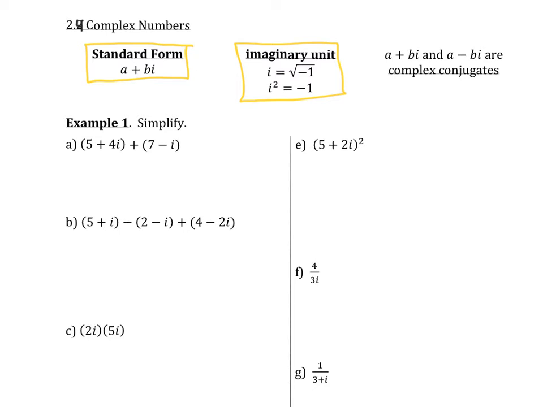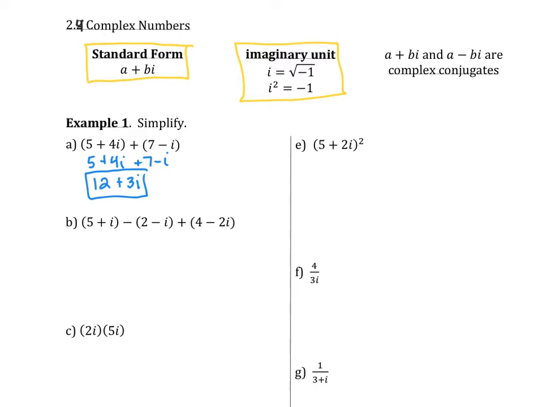So for the first one, part A, 5 plus 4i plus 7 minus i. I'm just combining the like terms and writing my answer in standard form. You could probably do this all in one step because I'm really just doing this. If I combine the real components, I have 5 plus 7 is 12. 4i minus i is positive 3i. So 12 plus 3i is my answer in standard form.